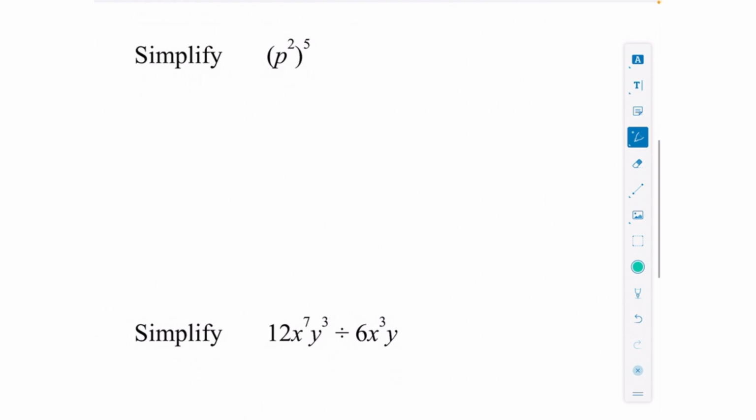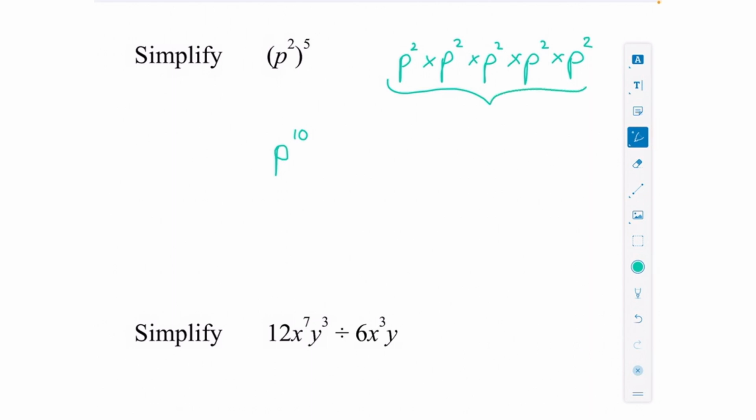When we have a power of a power, like this top question, p squared to the power of 5, we multiply those powers together. So that would be p to the power of 10. The reason why is we're saying p squared times another p squared times another p squared times another p squared and times a fifth p squared. And altogether we know that we would add those powers up and get p to the power of 10. So whichever way you choose to do it, we're going to get p to the power of 10.